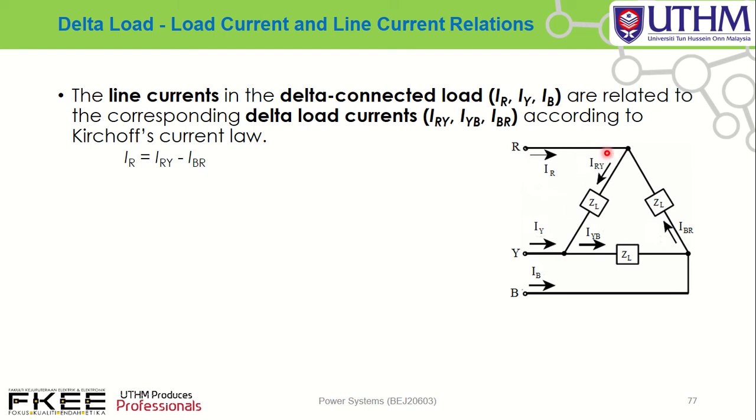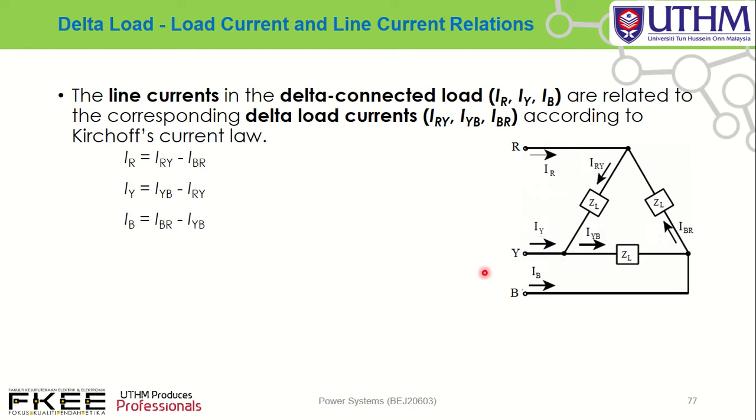What is the relationship between line current and phase current for a delta connected load? Based on Kirchhoff's current law, you can determine IR. IR equals IRY minus IBR. Similarly, at this point you can determine IY. IY equals IYB minus IRY.